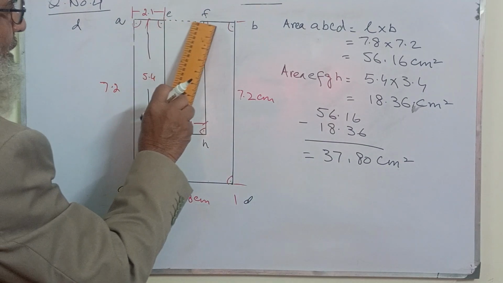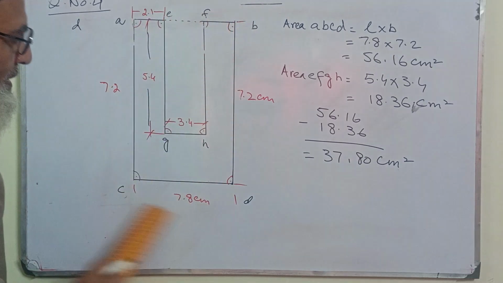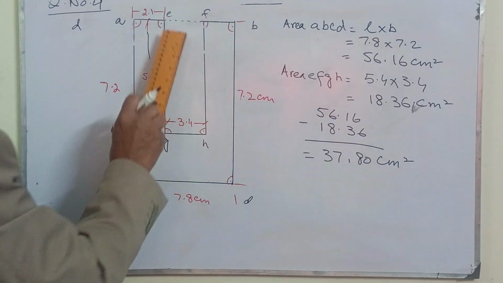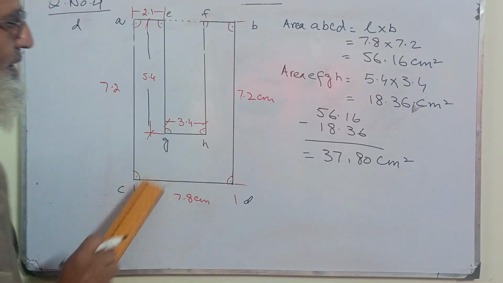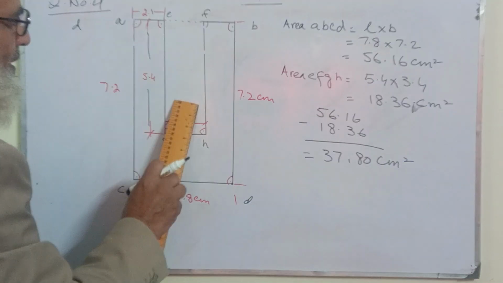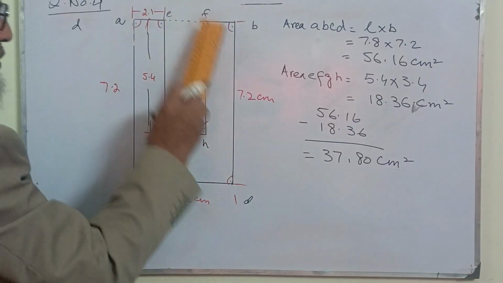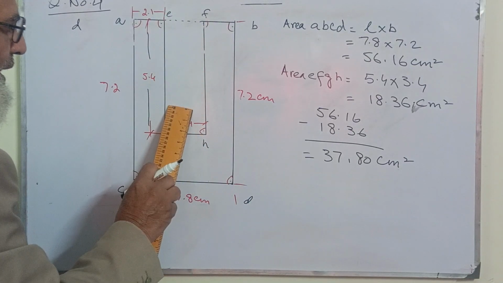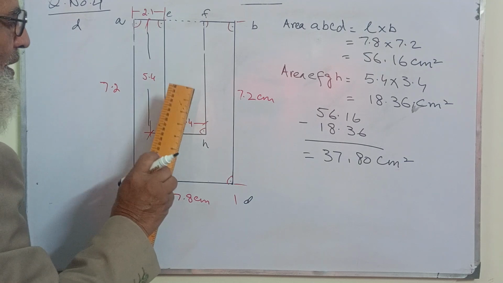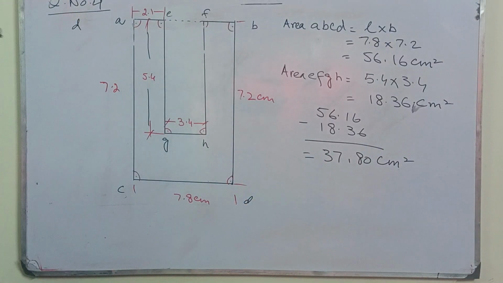I have just marked this dotted line, so that A, B, C, D is one rectangle and E, F, G, H is the other rectangle. Now this is the empty portion. So I just found the area of the whole rectangle and subtracted the area of the empty portion, and we got 37.8 centimeters square.